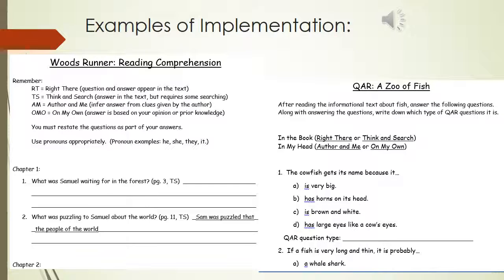So I break the questions into 2 different categories. So in the book are right there and think and search questions, and then in my head questions are author and me and on my own. And then what they need to do is read the text and then answer the following questions. So they answer the question based off what they read in the text, and then they have to identify the QAR question type.